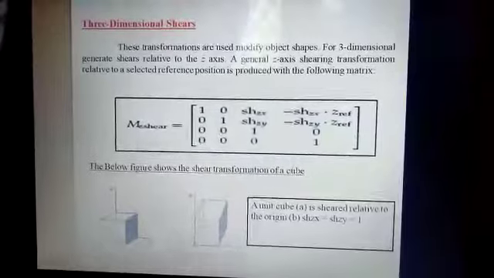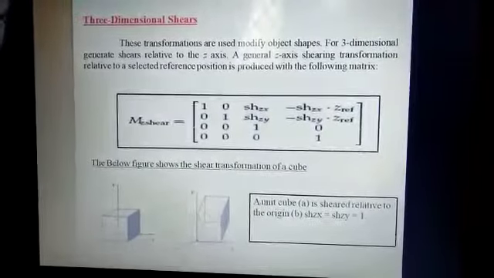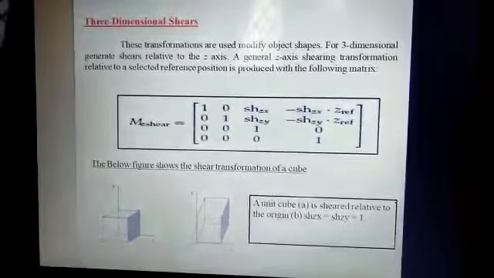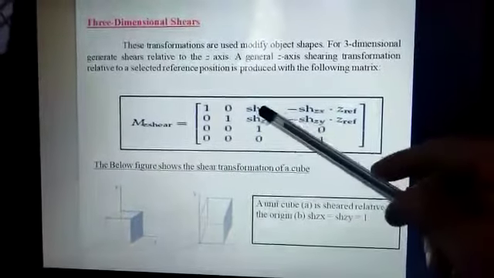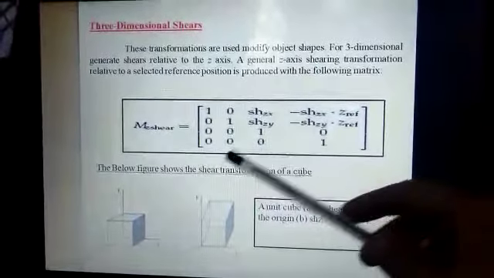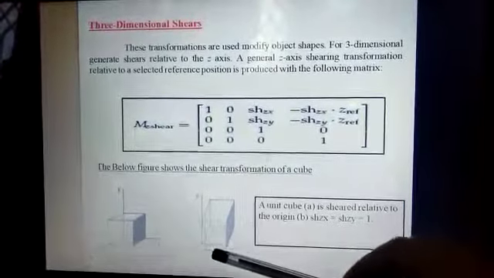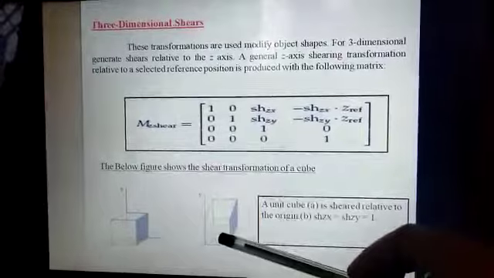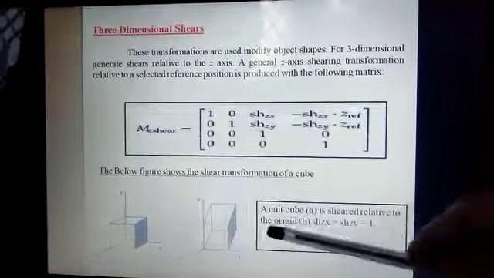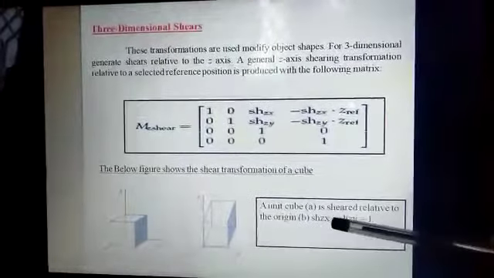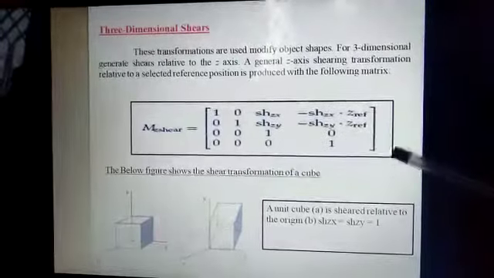Moving on to one more 3D transformation function, that is shear, where we have the matrix representation with respect to this, where we are shearing with respect to the z and x axes. You can see one cube we have with respect to the origin, that we are shearing with respect to x and y coordinates here, where a unit cube is sheared relative to the origin first, then sheared with respect to zx and zy in the unit form. So the matrix you can expect like this.